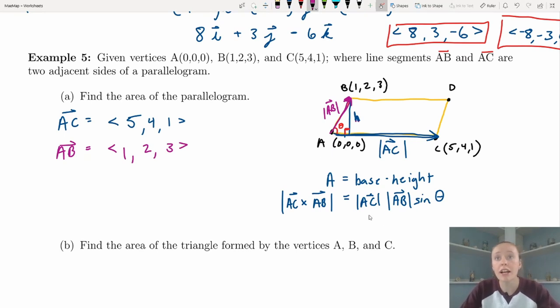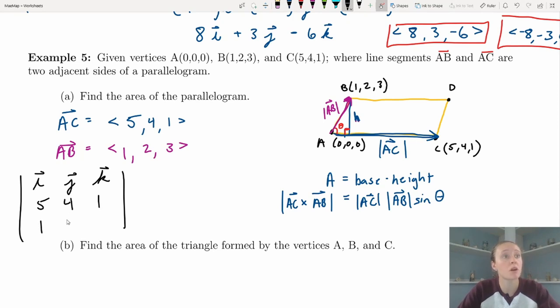Now I can find the magnitude of each of those and then find the angle in between them and multiply to get the magnitude, which is that area. Or to save myself some time, I'm just going to do the cross product and take the magnitude because that is the area. So writing out I, J, and K, I'll do my first vector as 5, 4, 1, and my next vector is 1, 2, 3.